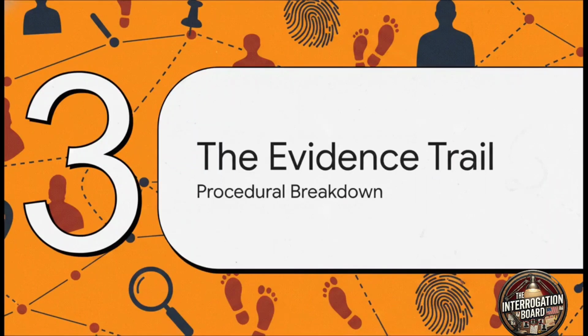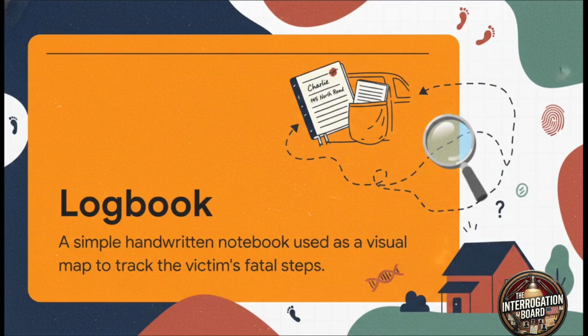Moving into Section 3, following the evidence trail, the procedural breakdown. So, as a criminology student, how do you explain a complex manhunt without losing your audience in a sea of forensic jargon? Well, you give them a tangible map, something like a simple logbook. This notebook was found tucked right in the passenger door pocket of Jack's truck, and it contained a really rushed entry on an otherwise totally blank page, Charlie and 145 North Road.